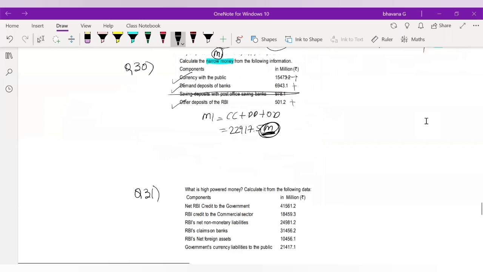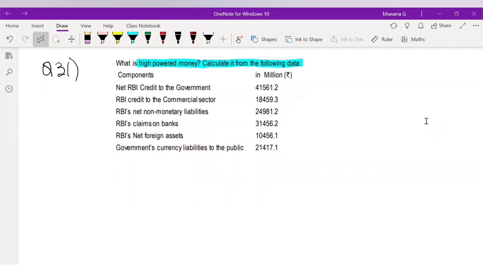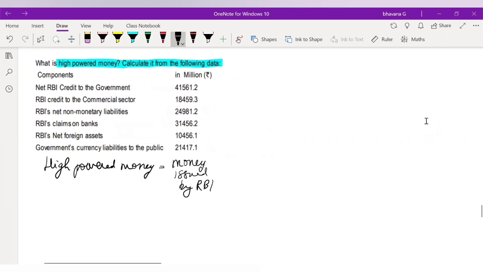31st question. So what is high powered money here? They have asked you what is high powered money. That you don't need to say, you can say that in your theory part. Here they have told you to calculate it from the following data. So how do you find out your high powered money? High powered money is nothing but money which is issued by RBI. This is a simple formula. Whatever money is issued by RBI, from that if you reduce the liabilities of RBI, you will get high powered money.